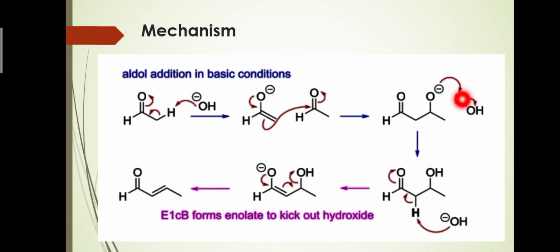Abstraction of a proton takes place. Again, OH abstracts hydrogen, and an enolate is formed. The shifting of bond takes place and the removal of hydroxide ion takes place to form this product.